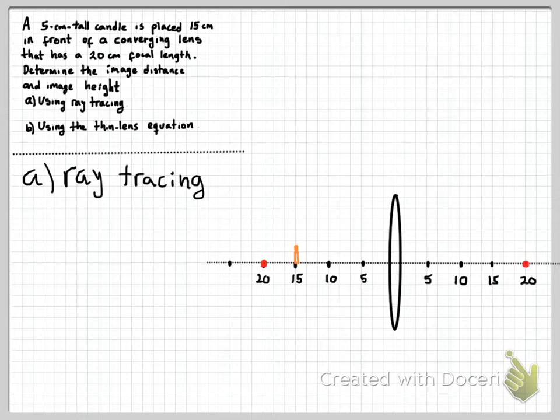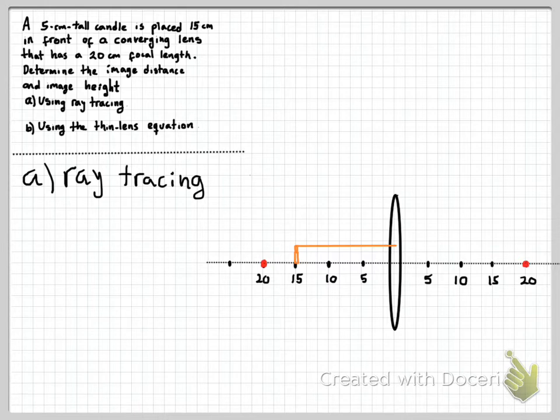Alright, so with this, now we start the ray tracing method, which involves drawing what I call the 3 principal rays. So the 3 principal rays are 3 rays that are easy to figure out what they do. When they leave the object and they interact with the lens, it's easy to figure out what those rays are going to do. So one of them is the light ray that goes parallel to the optical axis.